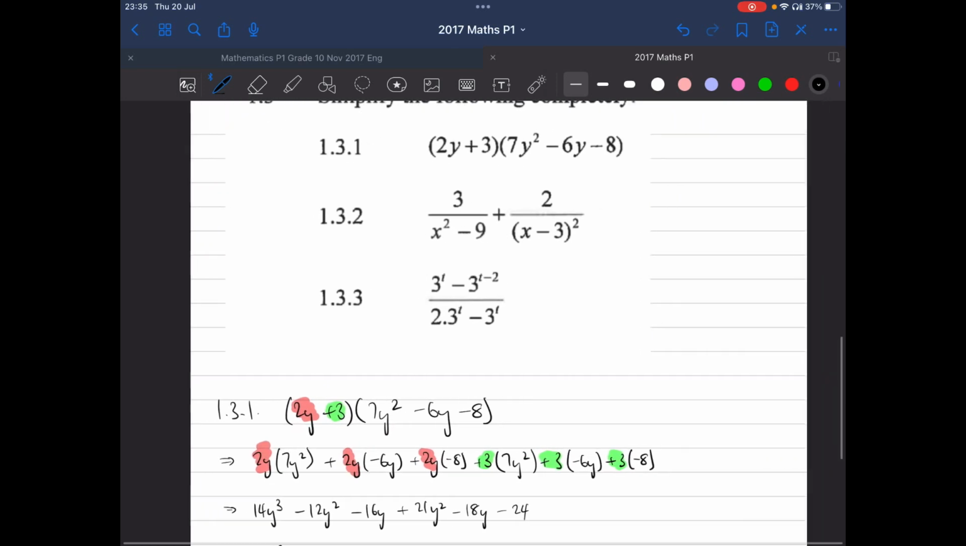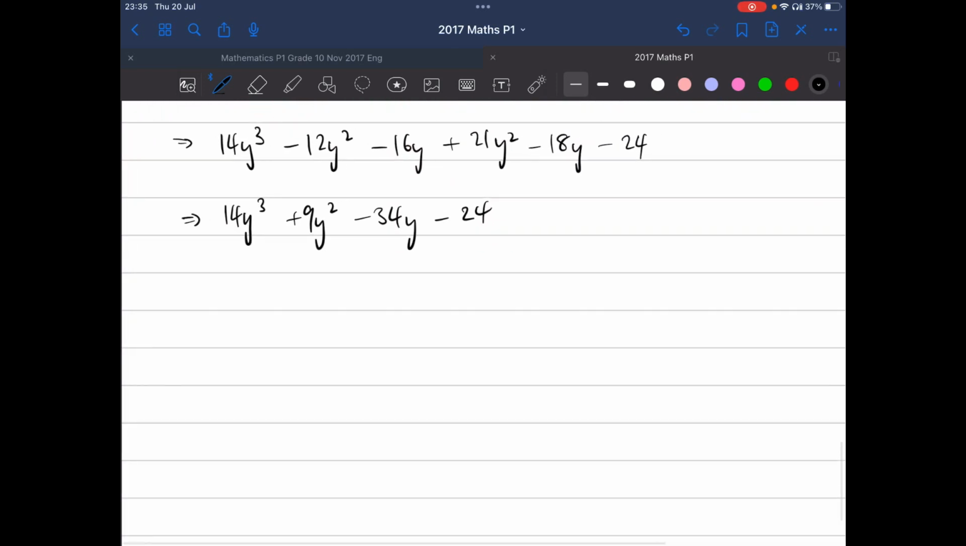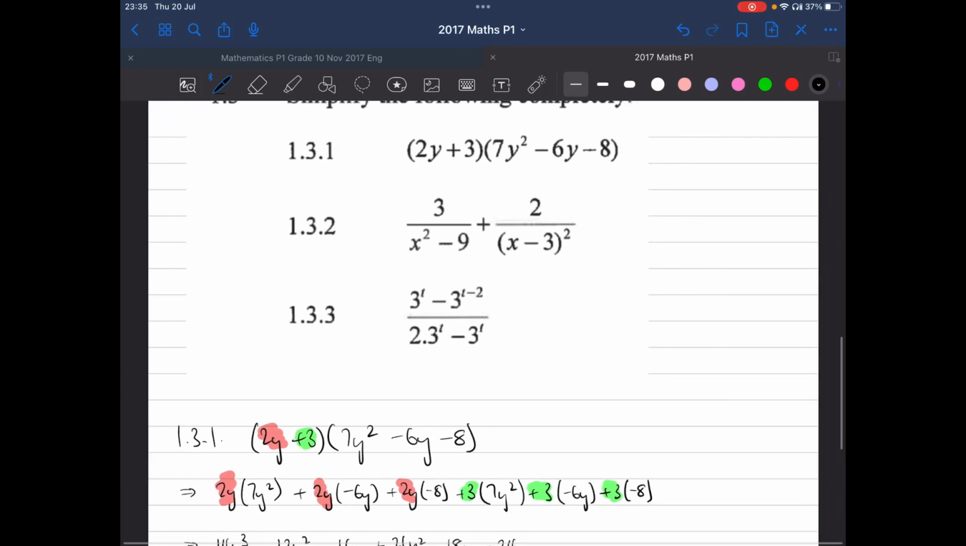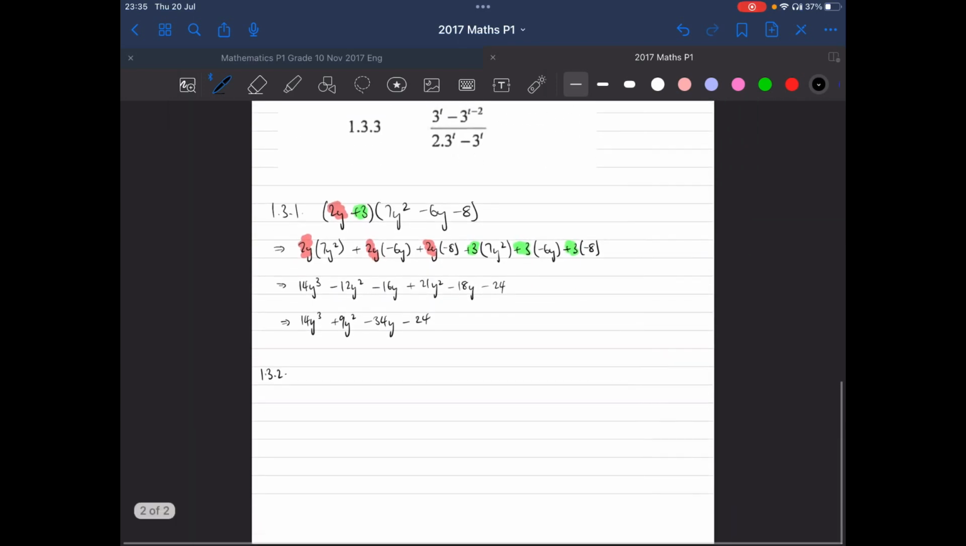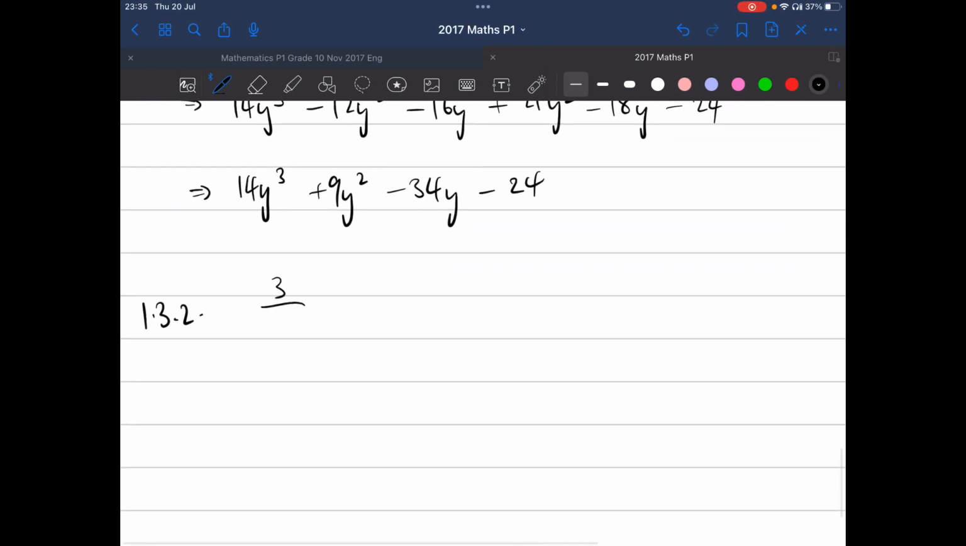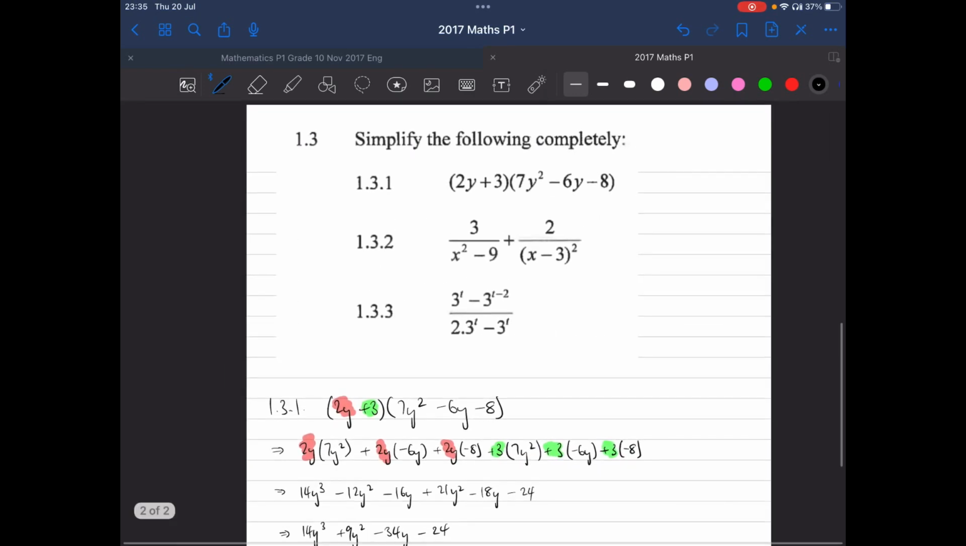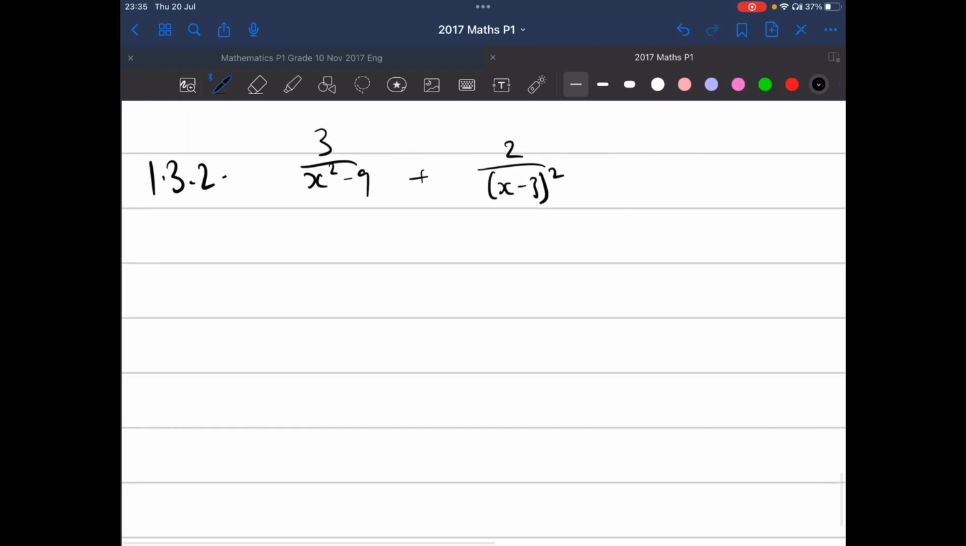Okay, cool. Let's go to 1.3.2. So we have 3 over x squared minus 9 plus 2 over x minus 3 squared. Let's see if that's right. Okay, so let's start with this one here.